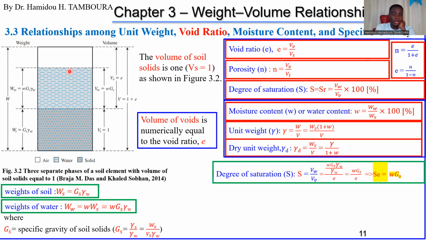Okay, let's come here. What is VW? VW is water content multiplied by specific gravity. This is VW. And what is V of void? Is just e. Okay.